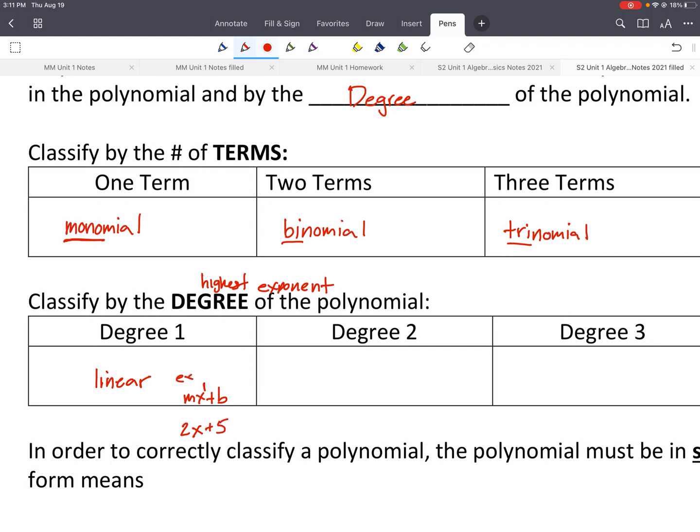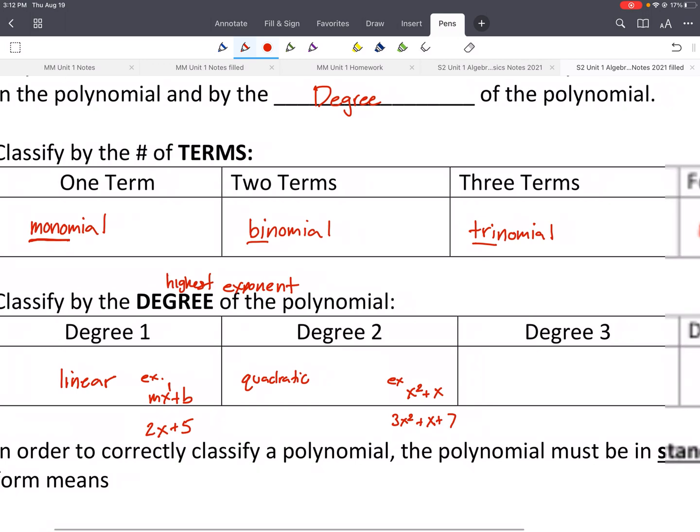Okay, so these are just examples. If we have a degree of 2, that's going to have an x squared. A power of 2 is our highest exponent. That's called a quadratic. An example could be x squared plus x, or 3x squared plus x plus 7. So the most you could ever have would be 3 terms, right? Because we don't have anything after the constant.